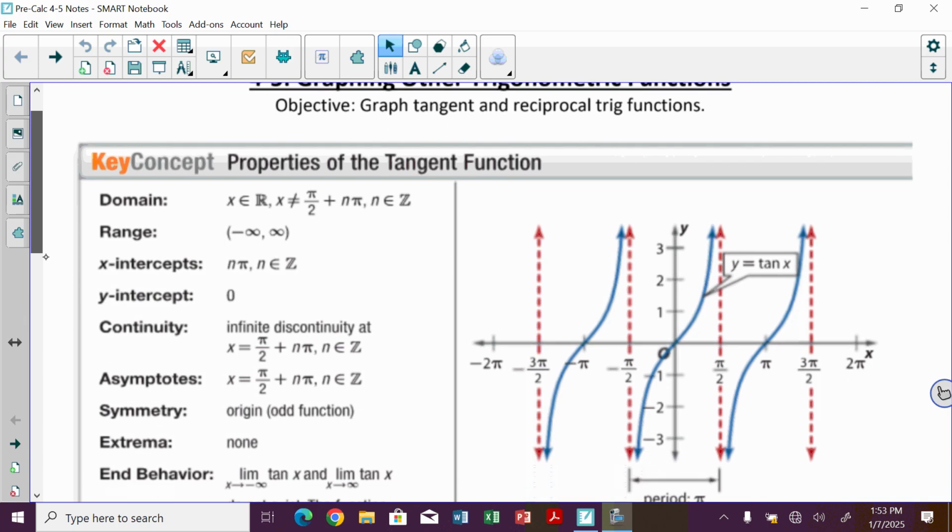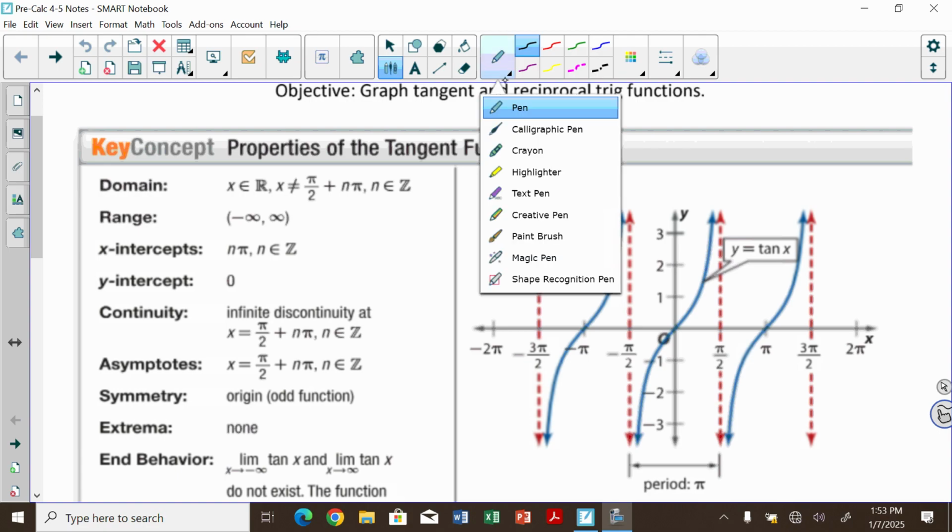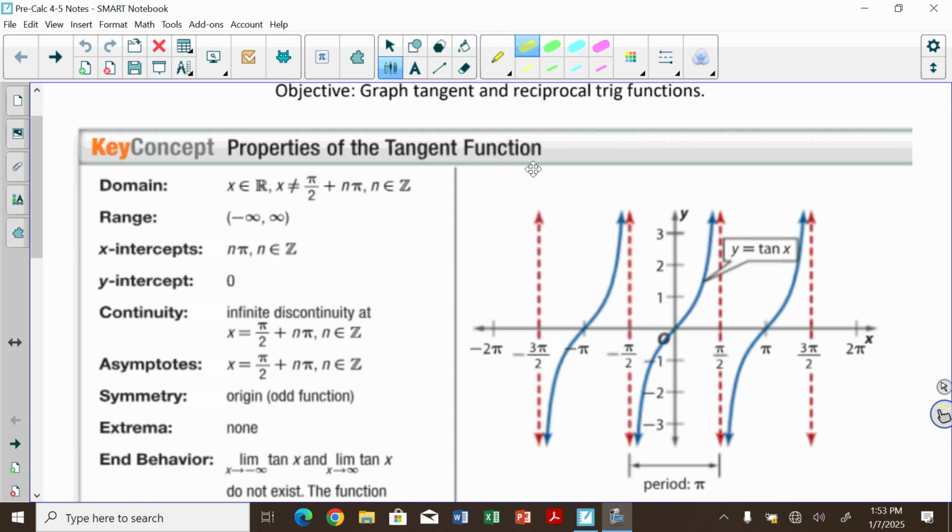The big thing to think about here is that tangent, if you remember, is sine over cosine, sine of x over cosine of x. So there are some things that we can show with the graph to see why it looks the way it does. But here is the graph, what it looks like, and here are the properties of it. You can fill these out as you go. I'm going to try to go fast here, and then you can pause, rewind, do what you need to do.